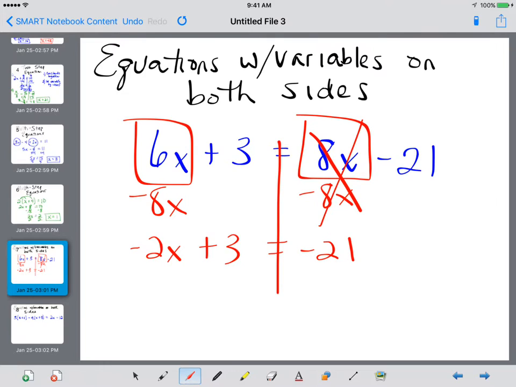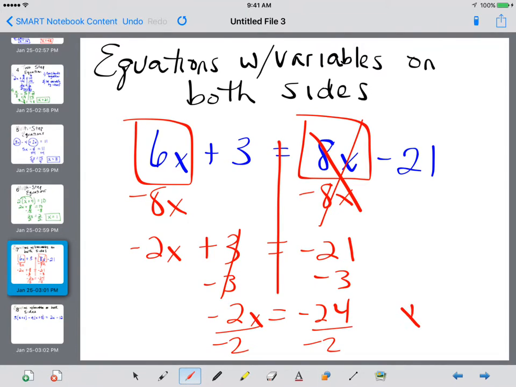Now it's a two-step equation. Subtract 3 on both sides. We get negative 2x equals negative 24. Divide by negative 2. And we get x equals a positive 12. So with these more complex equations, we just need to simplify them into our two-step and possibly one-step equations to solve in the end.